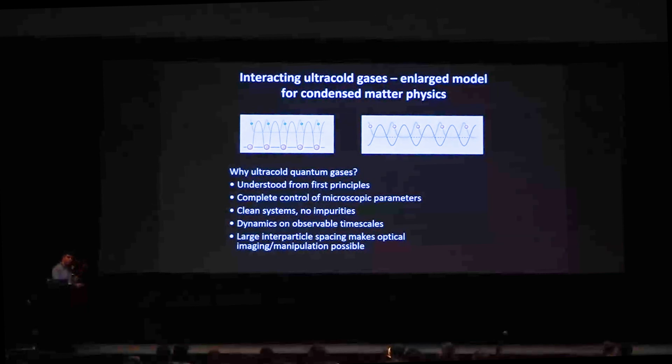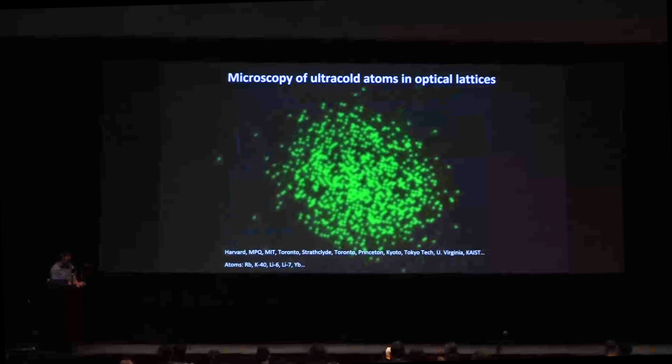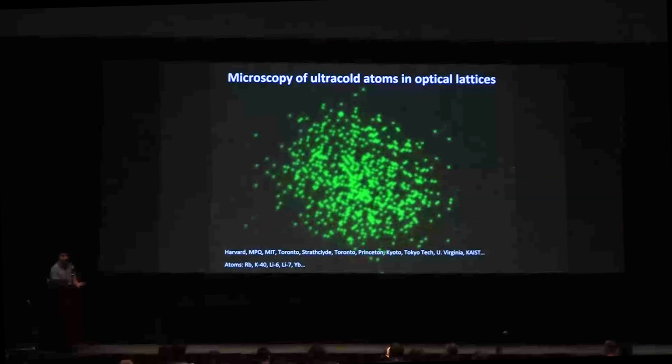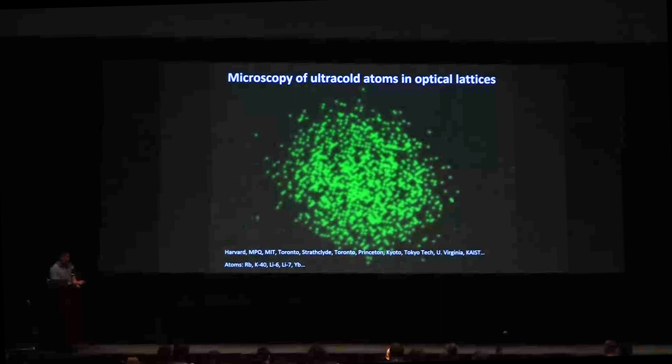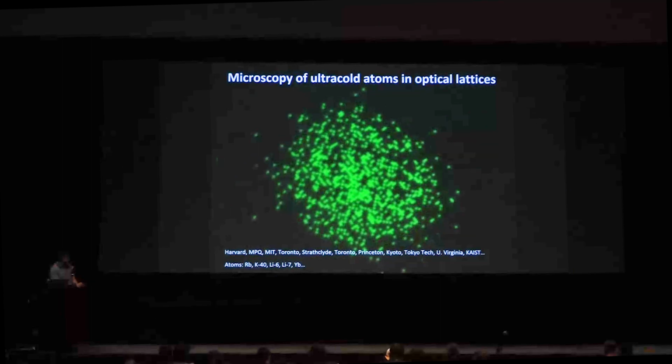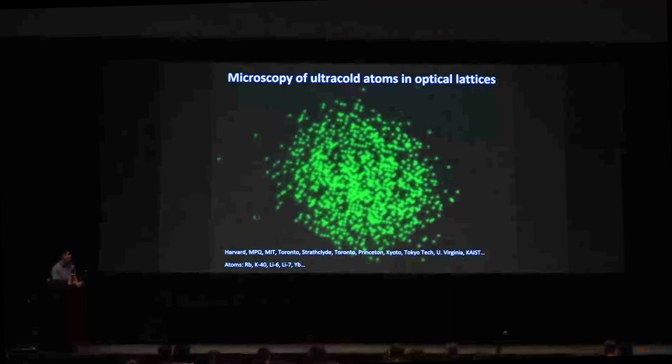And most importantly for this talk, this large spacing in these systems means we can actually optically image and manipulate the system down at the smallest possible length scale, the smallest relative length scale, which is the single lattice site. And this is the essence of this technique called quantum gas microscopy, which is now used by many groups around the world, which allows us to basically study these correlated systems at a single-site level.